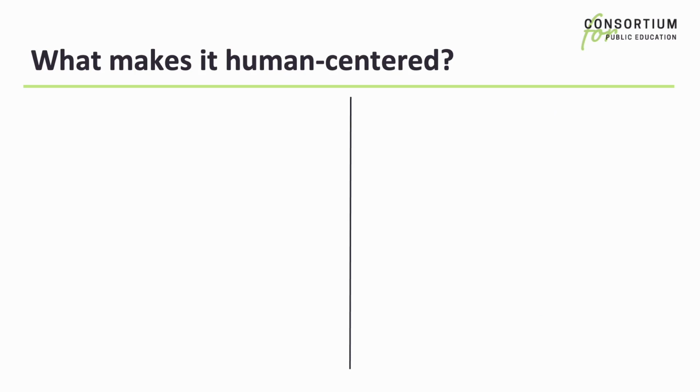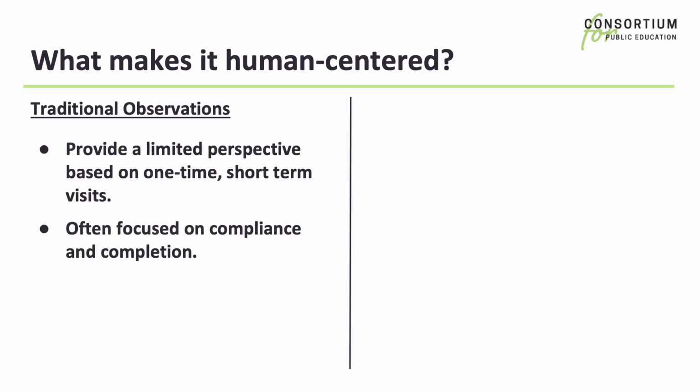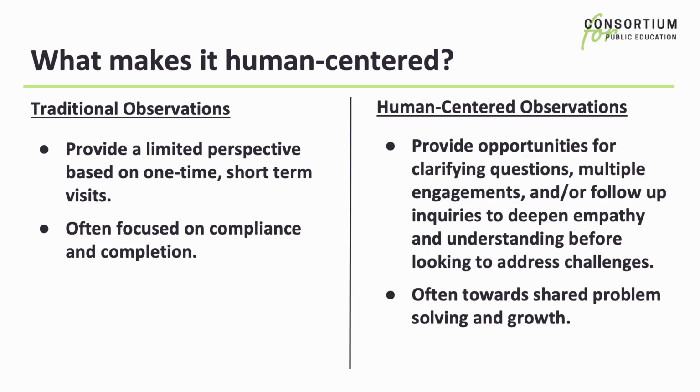So what makes observation human-centered? Well, traditional observations provide a limited perspective based on one-time short-term visits, and they're often focused on compliance or completion. Human-centered observations then provide opportunities for clarifying questions, multiple engagements, or follow-up inquiries to deepen empathy and understanding before looking to address challenges. Often, a human-centered approach to observation is about working collaboratively to solve a problem or to grow.